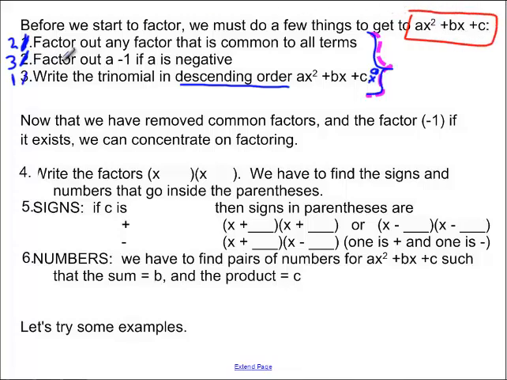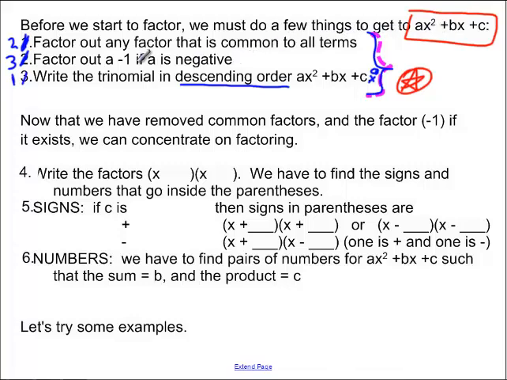Step number 2 is factor out any factor that's common to all terms. That just makes your life easier, because then you can work with smaller numbers. This will hold true for the next section as well, so it's probably a good idea to remember these. So write the trinomial in descending order, factor out a factor that's common to all terms. That makes your life easier, because then you can work with smaller numbers inside that ax squared plus bx plus c.